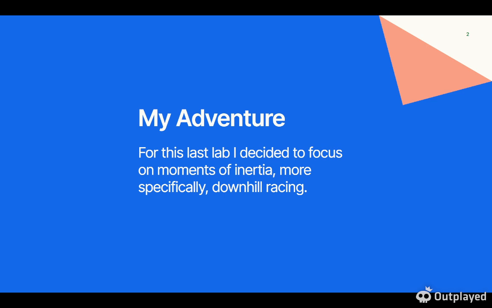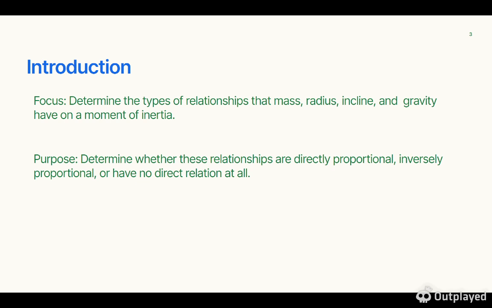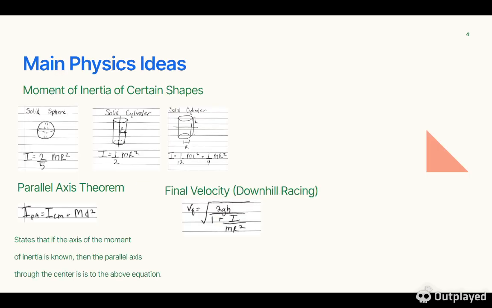For my adventure for this lab, I decided to focus on moments of inertia, more specifically downhill racing. Introduction. Focus. The focus was to determine the types of relationships that mass, radius, incline, and gravity have on a moment of inertia. Purpose. To determine whether these relationships are directly proportional, inversely proportional, or have no direct relation at all. Main physics idea. Moment of inertia of certain shapes, more specifically solid sphere, solid cylinder, and another solid cylinder with its axis turned.